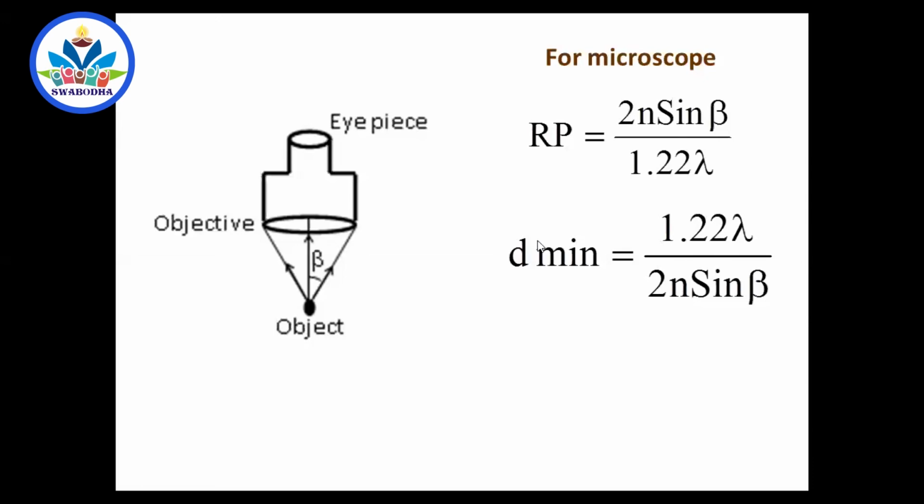Formula for limit of resolution: 1.22 lambda by 2 n sin beta. And what are the terms? Lambda, wavelength of light coming from the object. N, refractive index of the medium between the object and the objective. Beta, semi-vertical angle of the cone of rays falling on the objective. Okay. What do you mean by resolving power? Reciprocal of limit of resolution is called resolving power, or the ability of the instrument to show two closely lying objects as separate objects. Lower the limit of resolution, higher will be the resolving power.